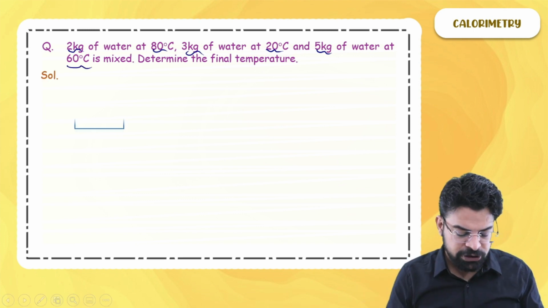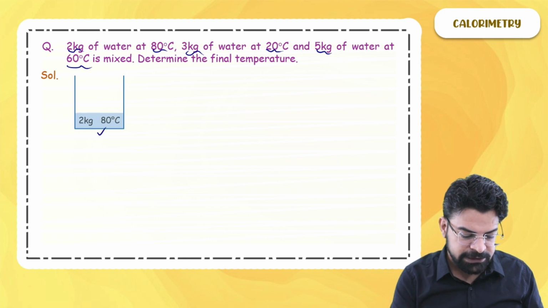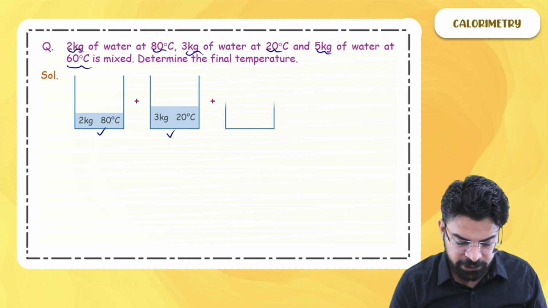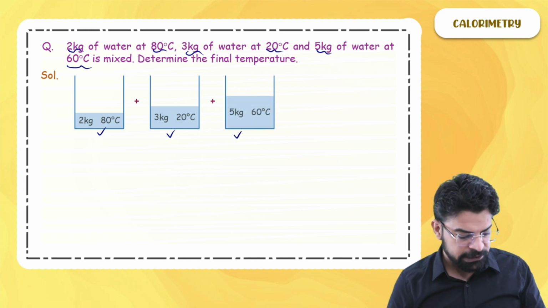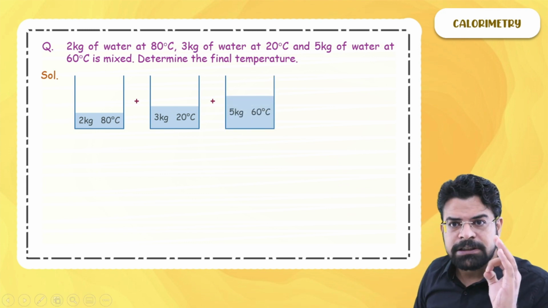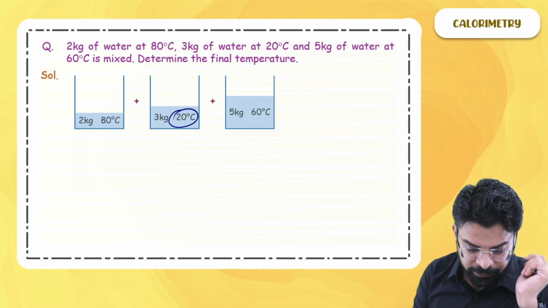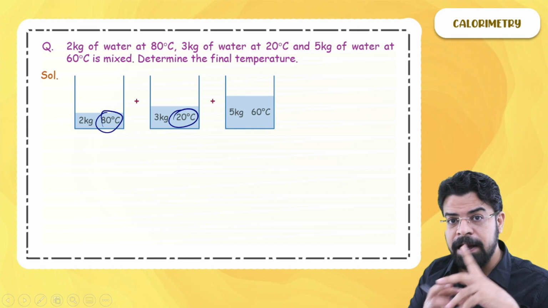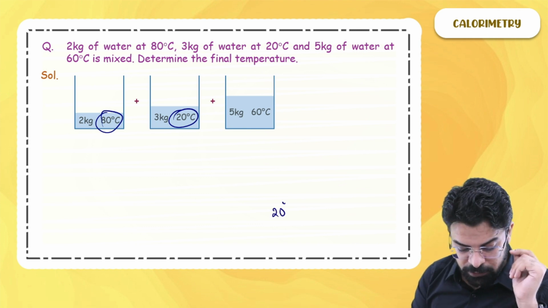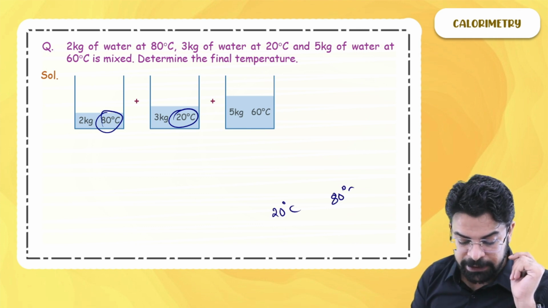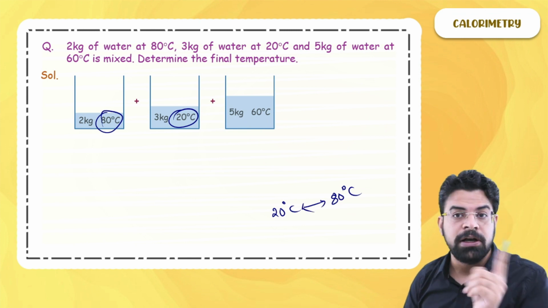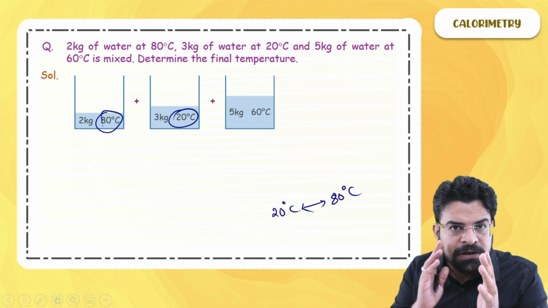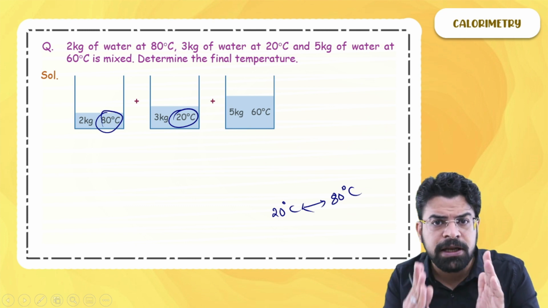So you will simply visualize the three cases. The first you have got 2 kg at 80, then you have got 3 kg at 20 and then you have got 5 kg at 60. I already know the lowest temperature out of these three is 20 and the highest temperature is 80. So the final answer must be more than 20 degrees centigrade and less than 80 degrees centigrade. It should lie between 20 and 80. It should not be more than 80. It should not be less than 20. It must lie between the range of 20 and 80.